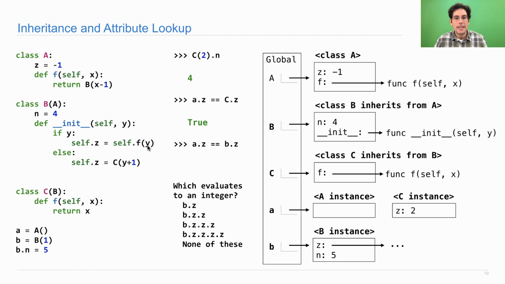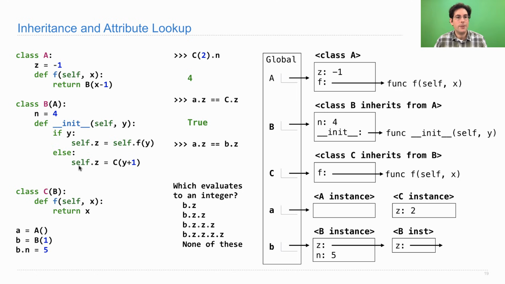Since b is an instance of the b class, f refers to this. We look here, there's no f, so we look in its class, there's no f, and so we look in the base class, and there's f, which is the function that returns b of x minus 1. b of x minus 1 creates a new instance of the b class. But this time, we call the constructor on whatever x was, that's 1 minus 1 is 0. So now we're calling this on 0 for the second instance of b.